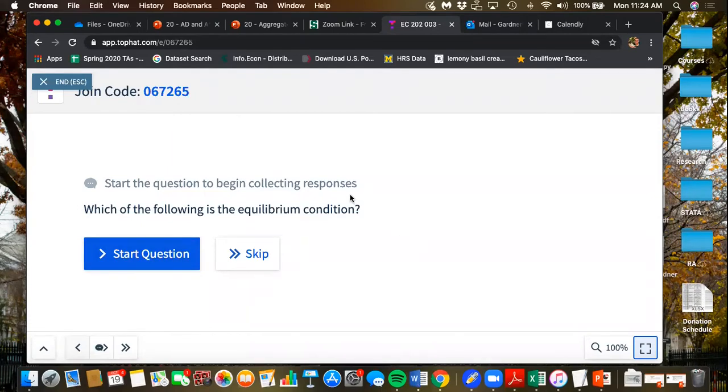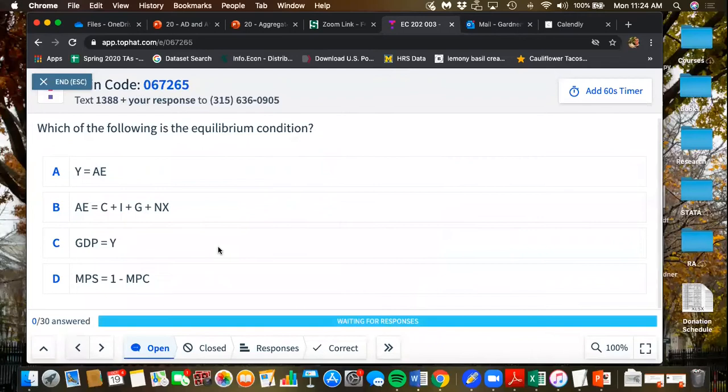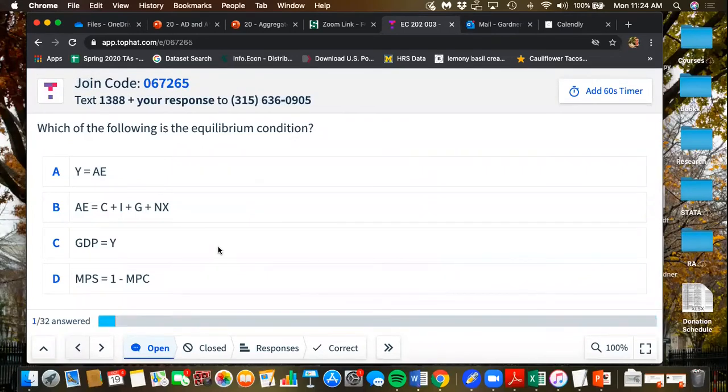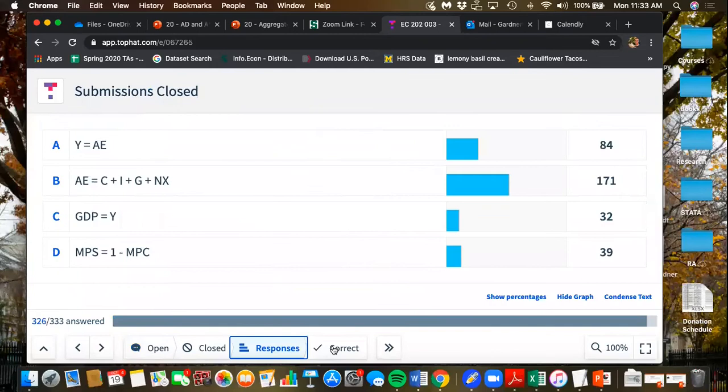Okay, to make sure that everyone has time to answer this question, we're going to start with this Top Hat question. So I'm going to go ahead and open it, and you can answer it as you hop in. This is just asking about the equilibrium condition from the previous lectures. All right, let's see how you did.